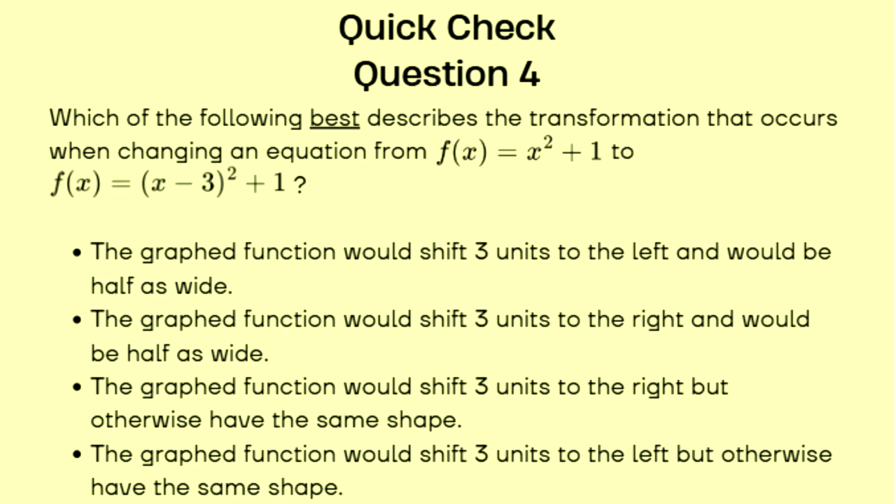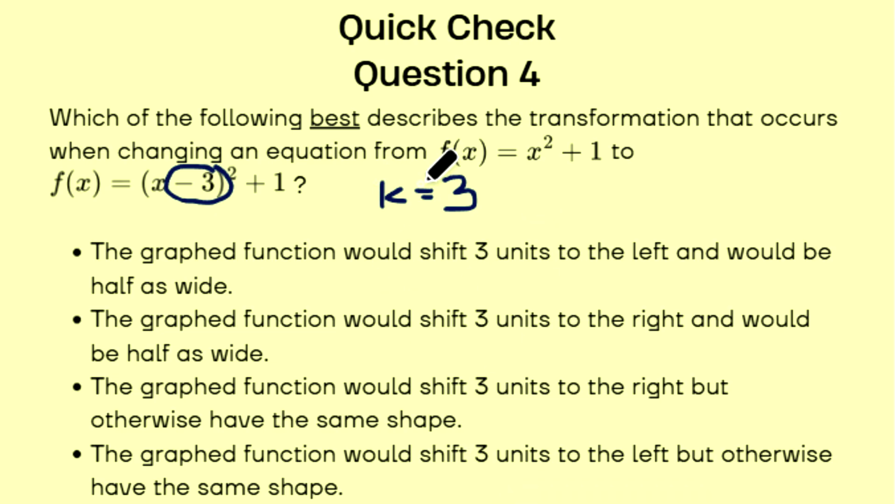Quick check question number 4 at the very end of the lesson. Oh my gosh, we're almost done. Hallelujah. Which of the following best describes the transformation that occurs when changing an equation from f of x equals x squared plus 1 to f of x is equal to x minus 3 squared plus 1? So what changed between these two formulas? Okay. Obviously, it's this, because 3 is common in all of your answers. That means k equals the opposite of negative 3, which is 3. I'm not cheating because that's in all of the answers.